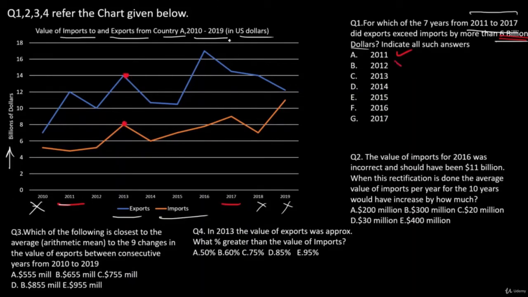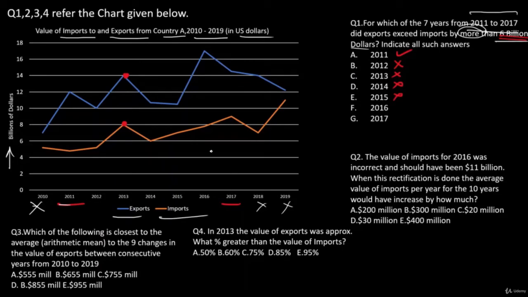And similarly 2013 also does not qualify, right? This is 2, this is 2, and this is 2. So this is exactly 6 billion. But we need to find years in which the gap is more than 6 billion. 2013 also does not qualify. Alright, what about 2014? That's just a little bit more than 4, right? Somewhere close to 5 billion. So no. What about 2015? That's even less, right? So 2014 and 15 don't qualify.